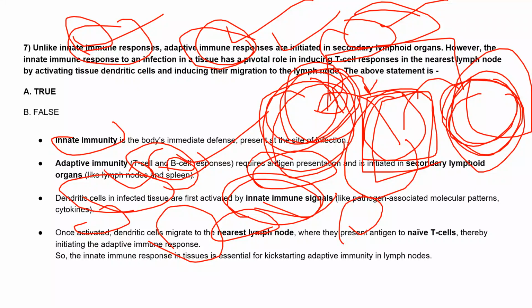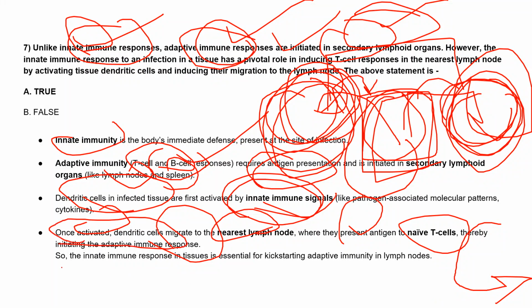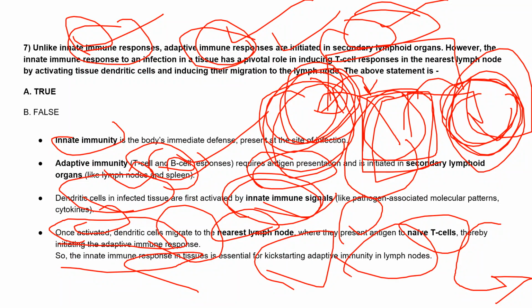the naive T cells. Once they present this to the naive T cells, they convert the naive T cells into mature T cells, and then the adaptive immune response starts playing its role so that it can kick out those antigens from our body. So the innate immune response is also very essential for kick starting the adaptive immunity in lymph nodes, right? So this is the right statement. You were right. Very good.